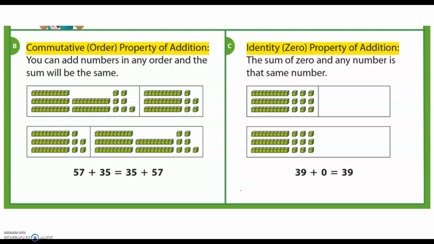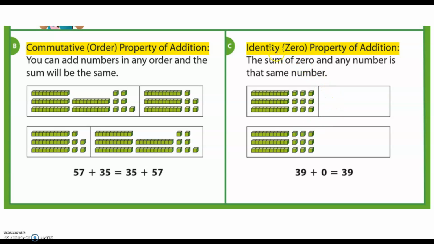The commutative property is the ordering property. That tells us that you can add numbers in any order and the sum will be the same. So 57 plus 35 is going to be the same thing as 35 plus 57. Just like multiplication, you can flip those addends around and still get the same answer. We know that that's not true for subtraction.